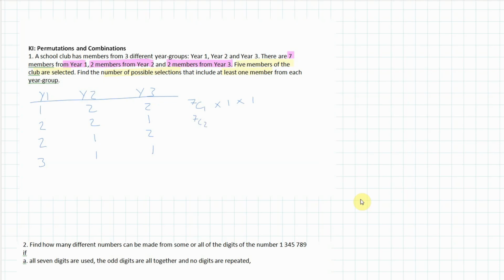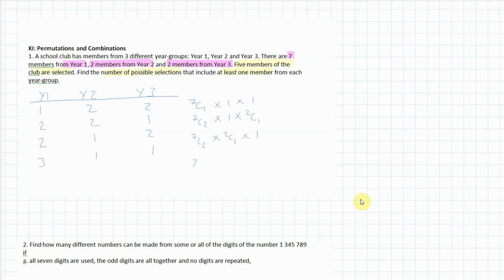Because you can see we're choosing 2 from that year 1 group. And then we're choosing everyone from year group 2. And then we're choosing 1 from the 2 options in year group 3. Now the next one, 7 choose 2, because we're choosing 2 from year 1. Then we are selecting one of the year 2 students, and then we're selecting everybody from year 3.